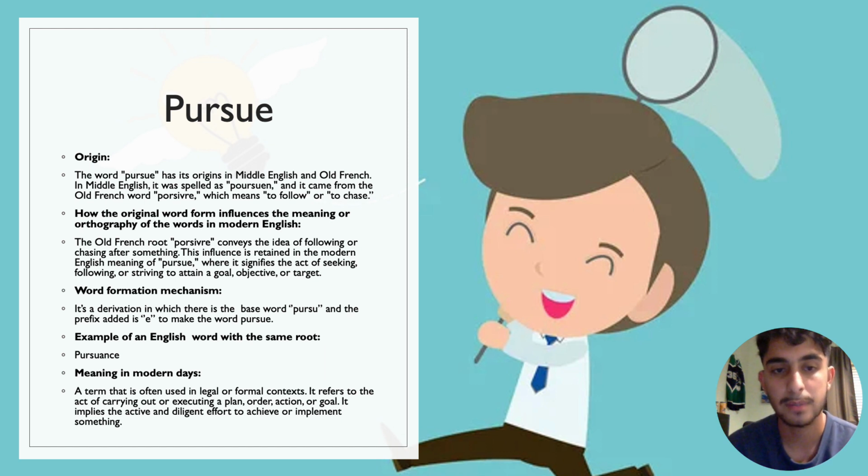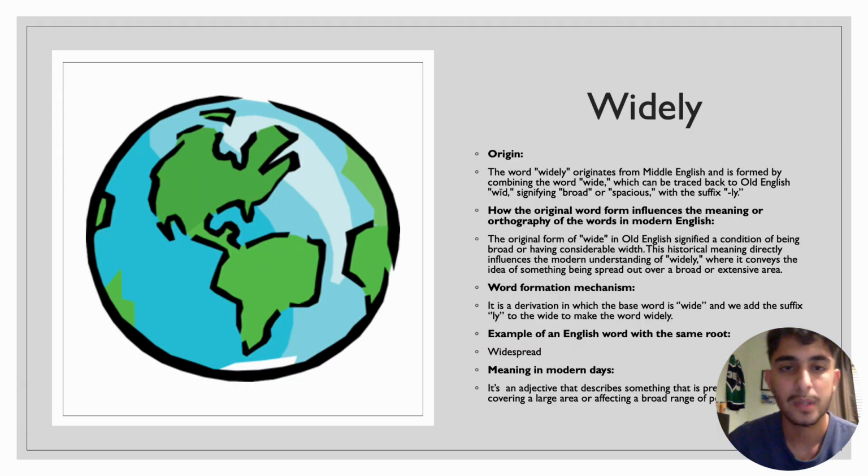It's a derivation in which the base word pursue and the suffix e is added to make the word pursue. An example of an English word is pursuance that I picked. It's a term that's used often in legal or formal contexts. It's the act of carrying or executing a plan. It's not really a word used too much these days and doesn't really have too much of a historical root or significance.